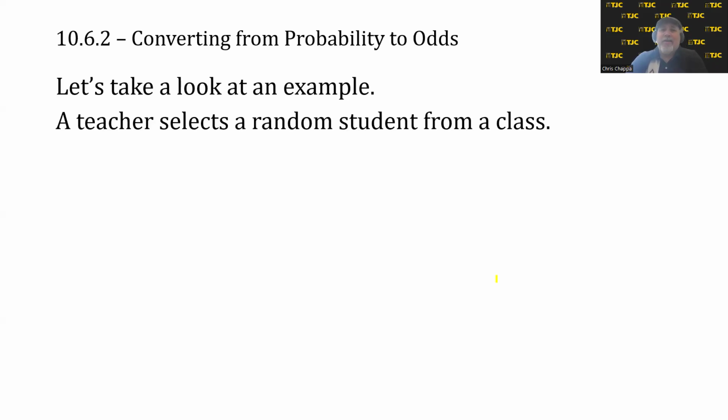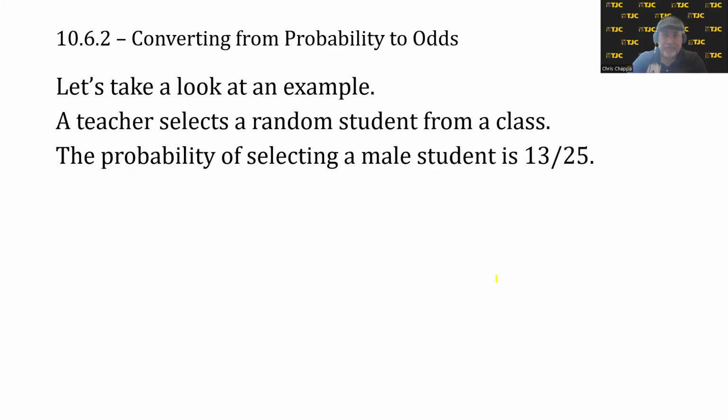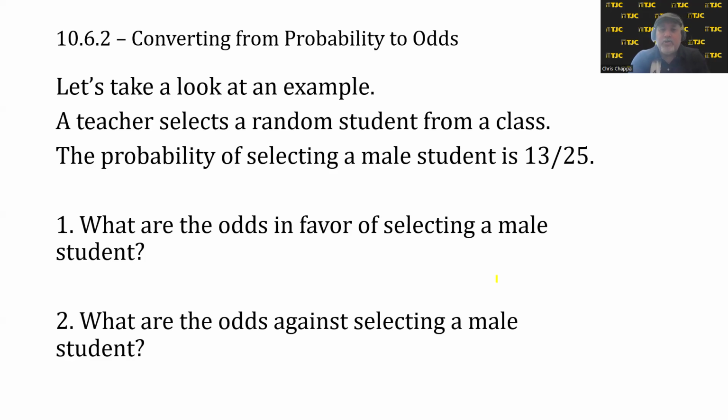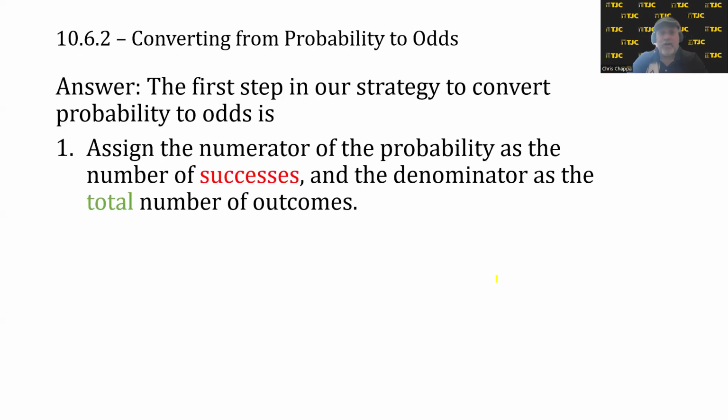A teacher selects a random student from a class. The probability of selecting a male student is 13 out of 25. Okay. 13 out of the 25 students are males. Number 1, what are the odds in favor of selecting a male student? And number 2, what are the odds against selecting a male student? It should be pretty obvious that once we answer number 1, we can answer number 2 by simply taking the reciprocal. So let's focus on finding the odds in favor of selecting a male student by following our process.